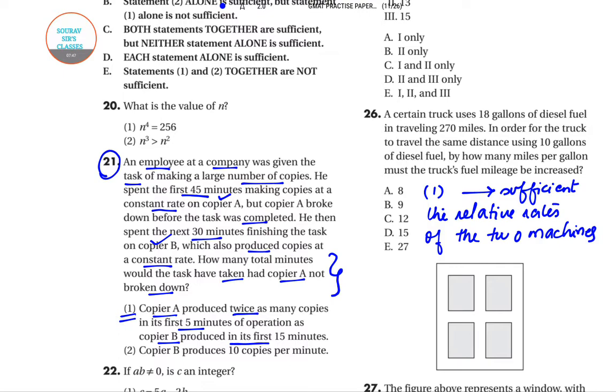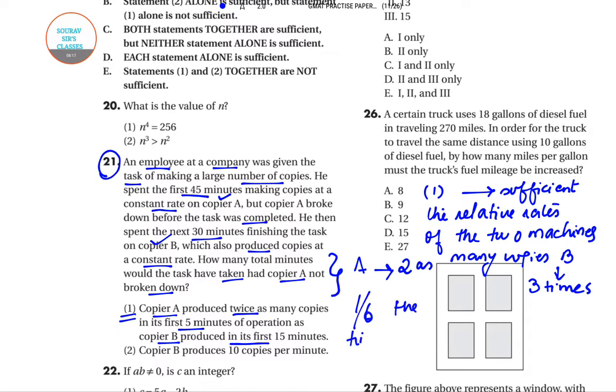So two machines. Now if copier A can produce twice as many copies as B can produce in 3 times the time, then it could have finished the task in 1/6 the time it actually took copier B, or simply 5 minutes.